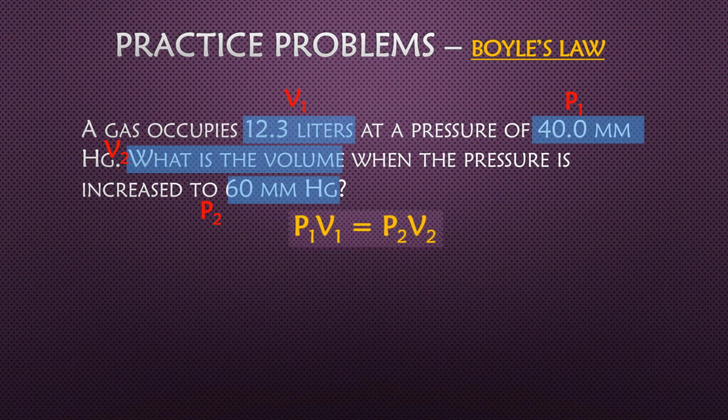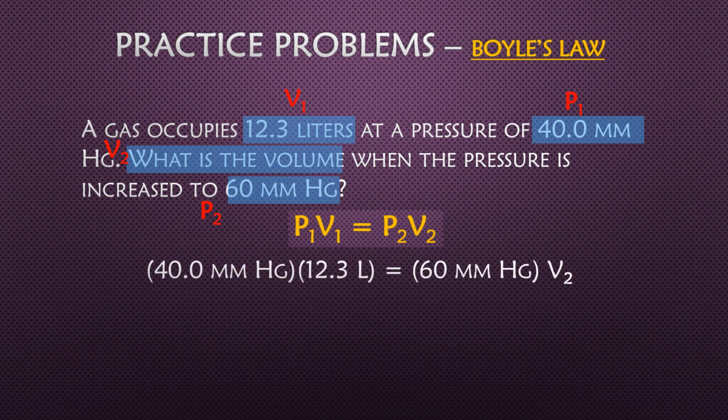So here we have the equation for Boyle's law, P1 V1 equals P2 V2. We can just go ahead and substitute the numbers in the equation. We put in our first pressure and volume, or old pressure and volume, and then we put our new pressure, and we are supposed to find the new volume. So the same old thing.